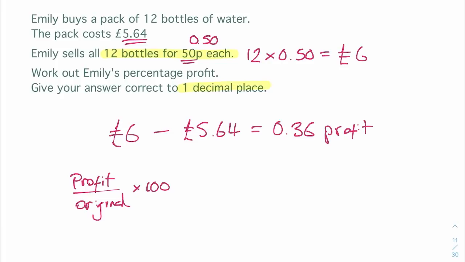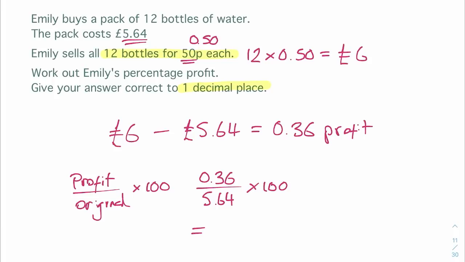So to type that all in, we've got 0.36, the profit. The original cost was £5.64. So we're basically saying what is 36p as a percentage of, or out of, the £5.64 that she paid. And when we type that in, it doesn't give you a very nice number at all, but let's times by 100. Let's put here that we're going to times by 100 straight away, so we don't have to write this down twice.